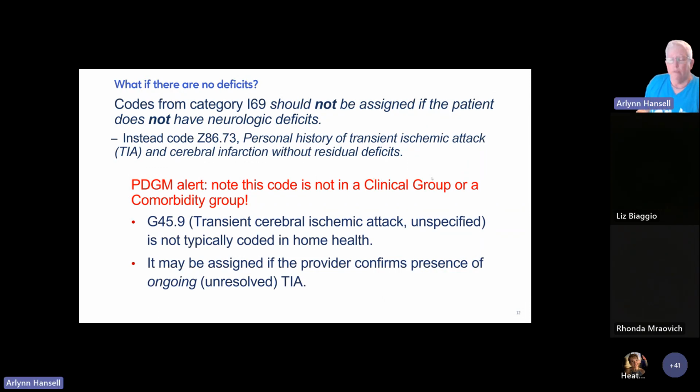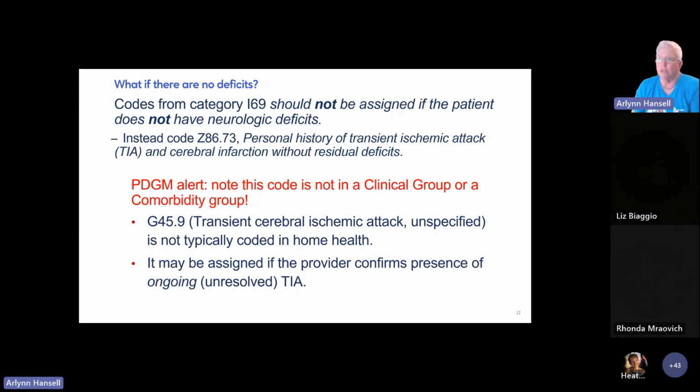Now, of course, what if there are no deficits? We can't use a code for an active condition if there are no deficits. If there's nothing left behind, they went in the hospital, they had a TIA, whatever, and there were no deficits, or if they had maybe aphasia when they were first admitted, and by the time they were discharged, the aphasia has resolved and they're talking normally again, then they had a TIA and they have no residual deficits.